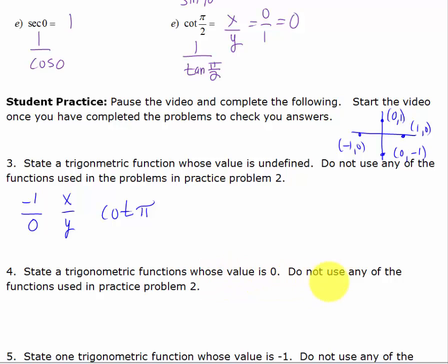Let's look at a trigonometric function whose value is 0. What I would need is 0 over 1 or negative 1. Say we did 0 over negative 1. In that case, that would bring me to this ordered pair right here, (0, -1). The 0 would be the x, the 1 would be the y. x over y, again, is cotangent. That would be cotangent of 3 pi over 2.